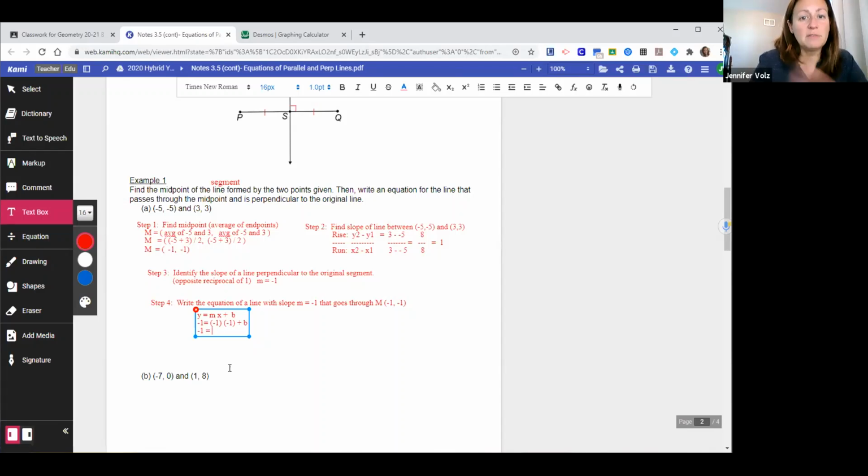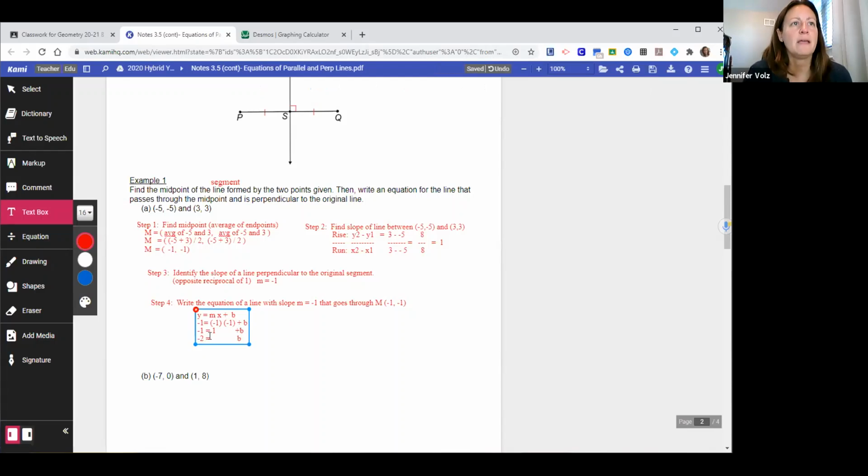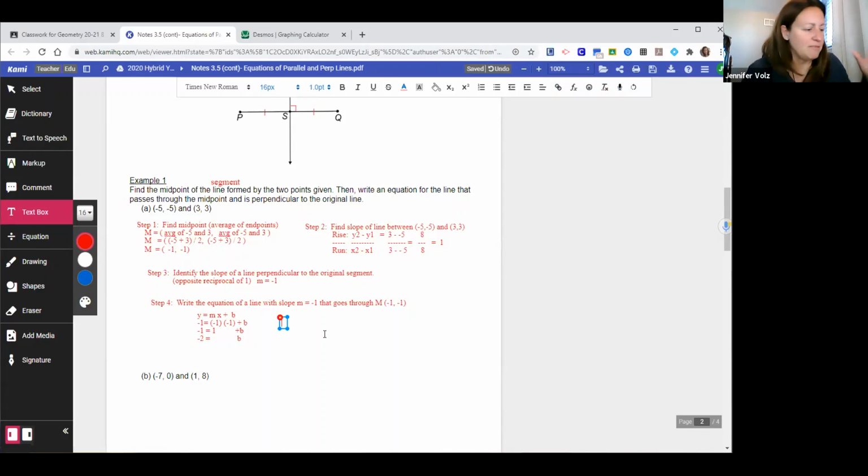So multiply negative 1 times negative 1 over there. That makes a positive 1 plus b. Now subtract 1 from both sides to get b by itself, and you end up with negative 2 is equal to b. Then you put it back together, and we have, ta-da, our final answer. Y equals negative 1 for the slope, x plus negative 2, or just minus 2 for the b value.